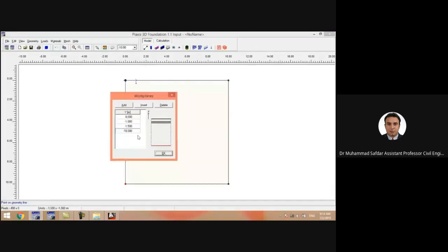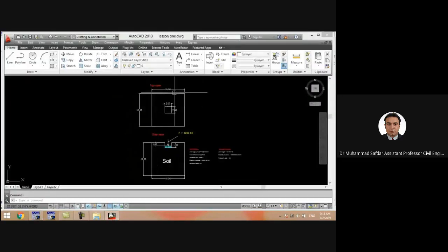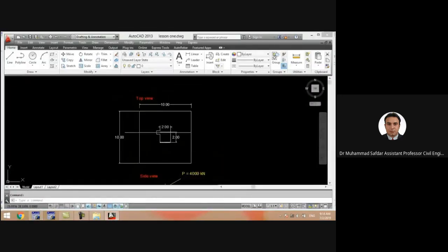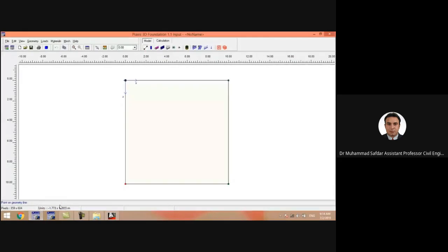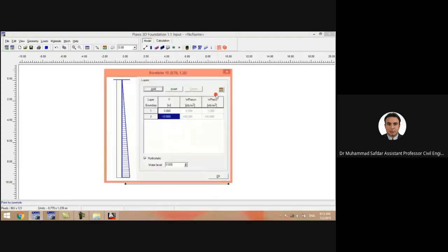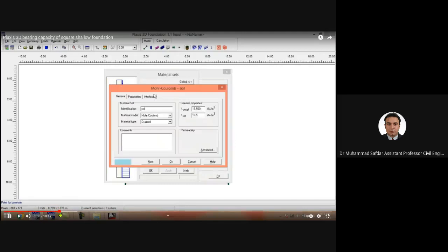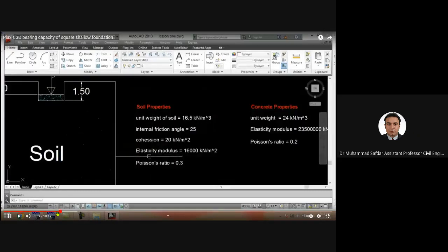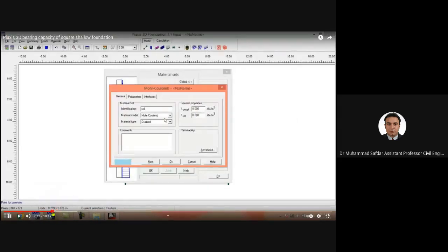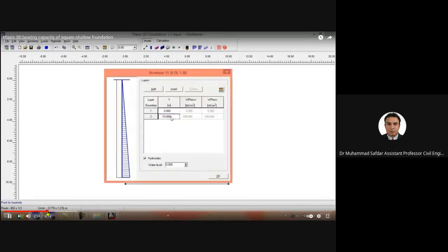So it shows you how you can use the Plaxis software, which is very important software. Please download it if you find the software online, which can be very, very handy for finding the bearing capacity of shallow and deep foundations. So you will draw the foundation, then you will assign the properties of the soil. For example, let me show you, if we can go here.